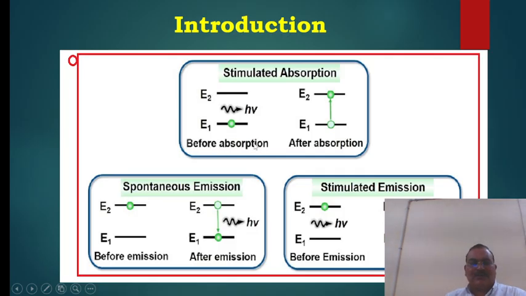Now in the next slide, we can recapitulate our concept here. Before absorption, this is your atom in the ground state, and there is a photon coming towards the system from external agencies. And after that, what happened? This atom absorbs the photon and goes to the next higher state, the excited state E2. This whole process is your stimulated absorption.